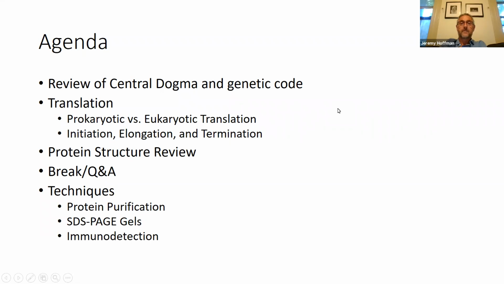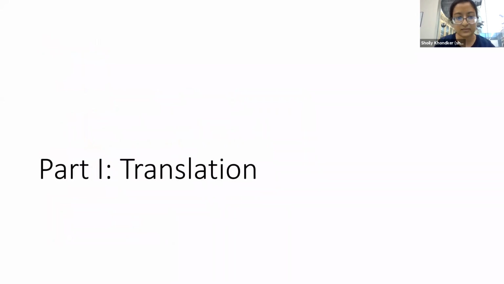So today we're going to quickly review the central dogma and genetic code, and then we're going to go into translation. We're going to look at some of the differences between prokaryotic and eukaryotic translation, and then go through the major steps of translation, which are initiation, elongation, and termination. Then we're going to do a quick summary of protein structure. There'll be some more of that next week as well. Then we're going to take a break for questions, and then we'll go into protein-related techniques. So the ones I'll be focusing on are protein purification, protein separation by SDS-PAGE gel, and immunodetection techniques.